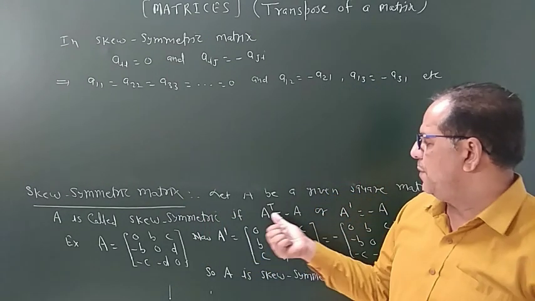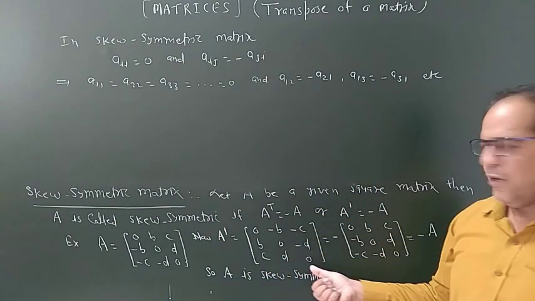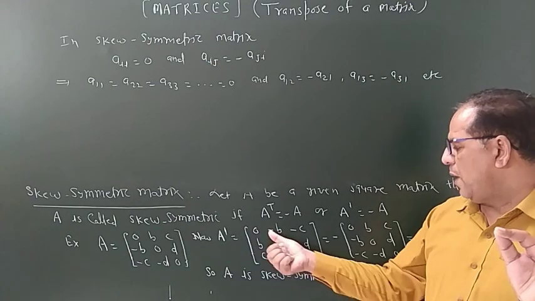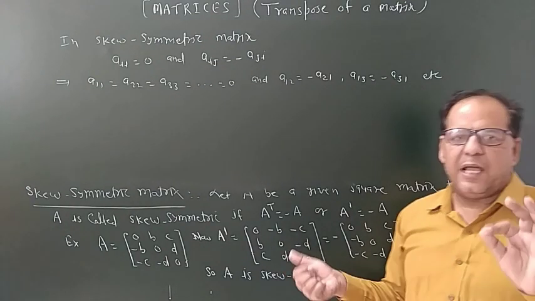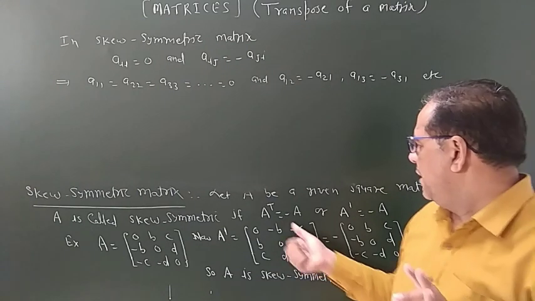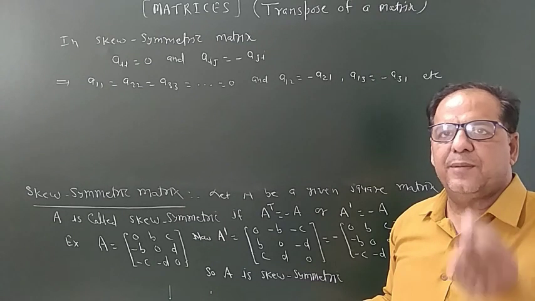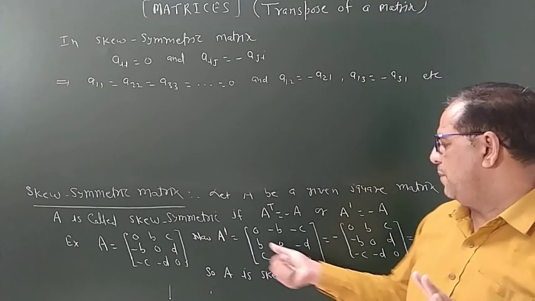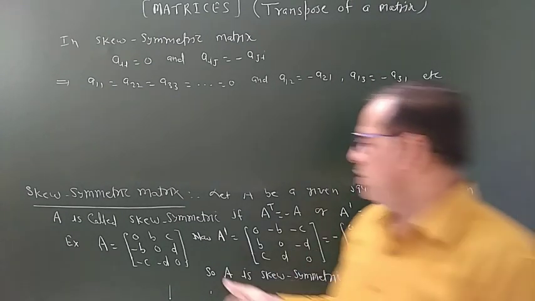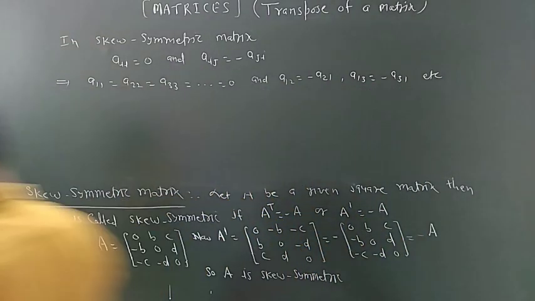Similarly, in a skew symmetric matrix, first, this is a square matrix. Second, diagonal elements are always 0. Third, A12 is replaced by minus A21, A13 replaced by minus A31. So this is how to memorize this type of examples.